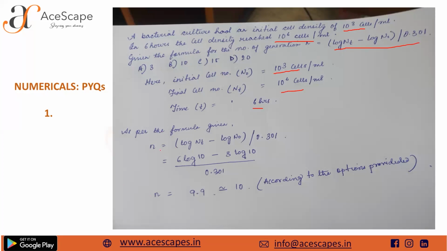Now as per the formula, we know that n = (log Nt − log N0) / 0.301. We put these values in, solve the equation, and we get the answer. The answer we get may not exactly match the options given here, so we have to find the best suitable one, the nearest one. Here 9.9 is equal to 10, so we are going to opt for this option. Okay.